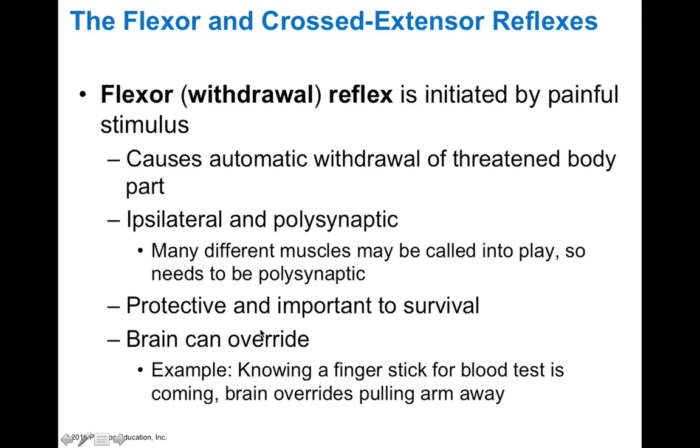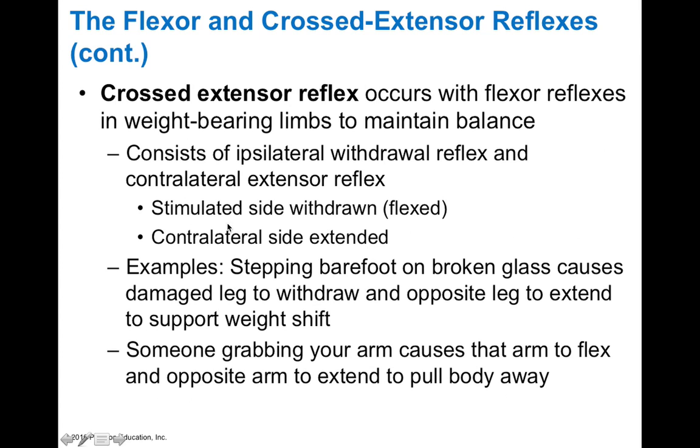Now, your brain can override this if you need to. So for instance, if you know your finger is going to get stuck with a needle for a blood test, you can prevent the reflex from happening. So crossed extensor reflex occurs when flexor reflexes in weight-bearing limbs are used to maintain balance. So it consists of ipsilateral withdrawal and contralateral extension. And what's cool is actually this is one of the ways that our legs are able to walk, and we can maintain our balance through a reflex manner.